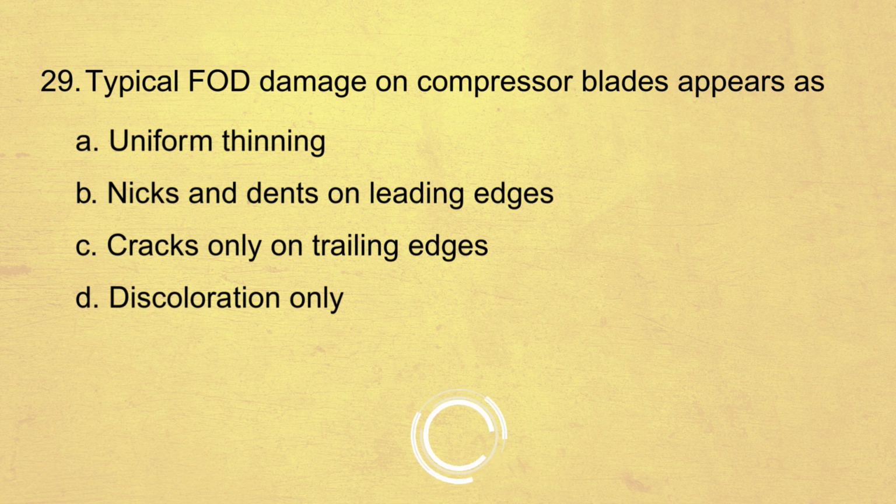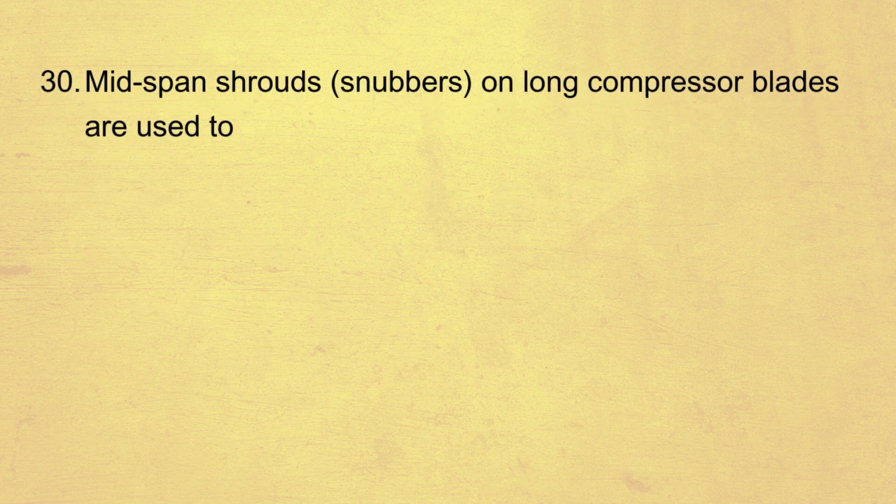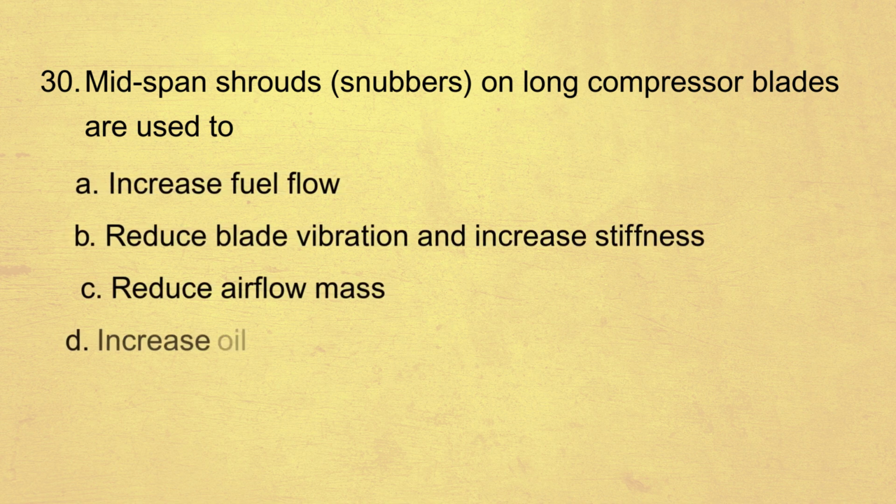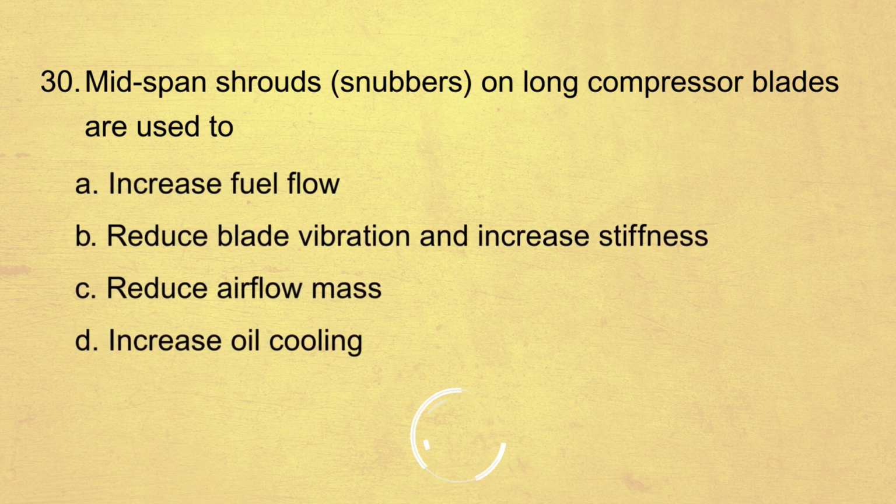Typical fault damage on compressor blades appears as nicks and dents on leading edges. Mid-span shrouds, or snubbers, on long compressor blades are used to reduce blade vibration and increase stiffness.